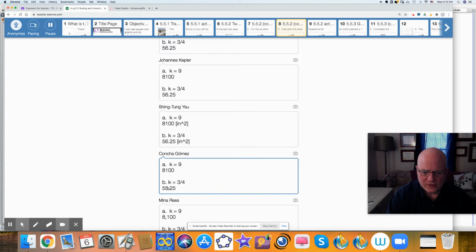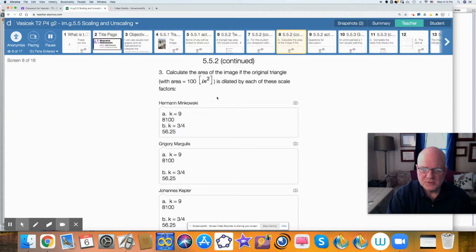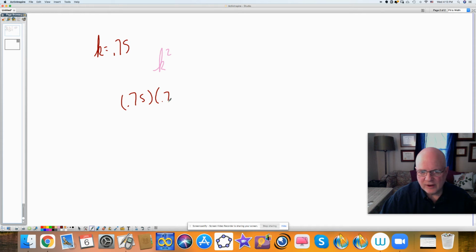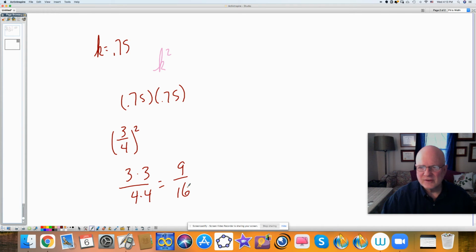And why is it 56.25, excuse me. Well, when you multiply 0.75 times 0.75, you could do that with k squared, and if k is equal to 0.75, you could write this as 0.75 times 0.75. You could write it as 3/4 squared. You could write it as 3 times 3 over 4 times 4, which is 9/16. So there's a lot of different ways of getting to the same idea. And that's the k squared.